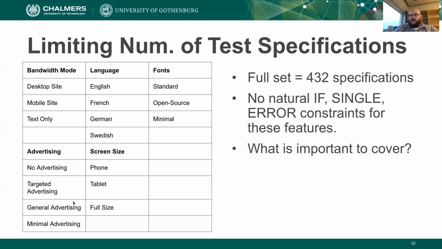Exhaustively, if we tried every combination of these, we'd have 432 test specifications. And this is a case where it doesn't make as much sense to think about these in terms of error, single, or if. None of these should be giving you an error. They just might give you different appearances, and we want to make sure the different appearances look right. So what are the important ones to cover here?